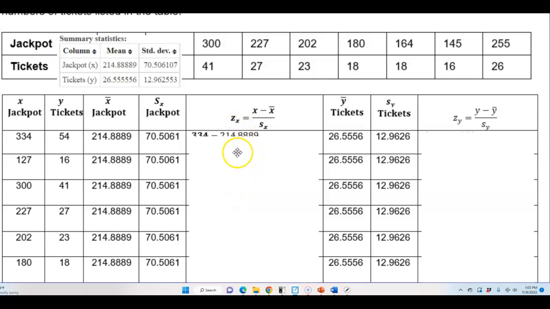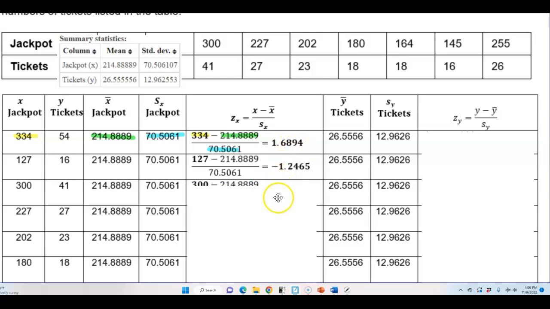Okay, so now we want to go ahead and find the z-score. To find the z-score, we take a value of x, which is 334, and then subtract the mean of 214.889, and then divide it by the standard deviation. Rounded to 4 decimal places, we get a z-score of 1.6894.